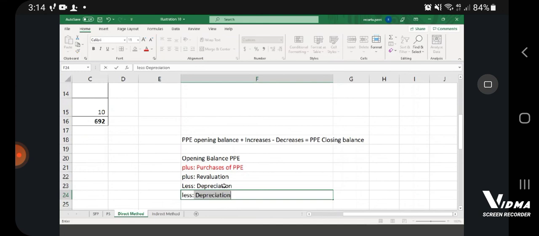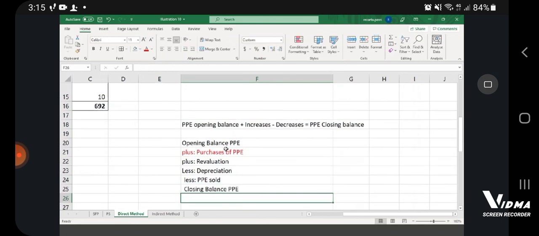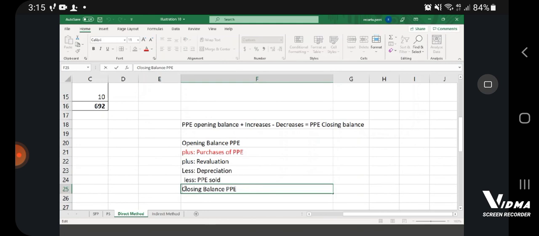Another common cause is a decrease in the value of property, plant, and equipment because property, plant, and equipment is sold. So less property, plant, and equipment sold. And so we may calculate the closing balance of the property, plant, and equipment. In this equation over here, dear students, we have everything, every piece of information.